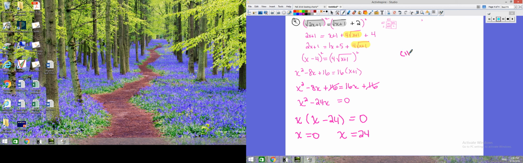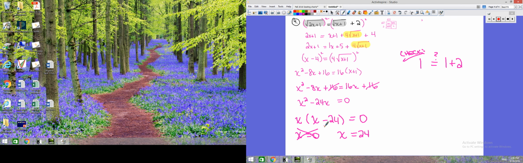So if I come over here to do my check, if I plug in 0 on the left-hand side, 2 times 0 is 0. 0 plus 1 is 1. The square root of 1 is 1. And over here, if I plug in 0, the question is, will we get the same value? Here I get the square root of 1, which is 1, and 1 plus 2, hey, that's 3. I don't think this 0 checks in our solution.